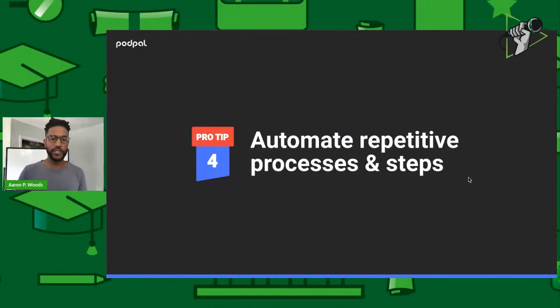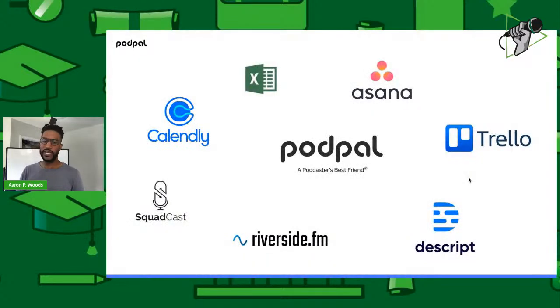Finally, the last pro tip I have for you guys today is to automate repetitive processes and steps. There's a ton of applications out there. Anyone who's been podcasting for a minute now knows that there's a billion of them, right? But right now, I'm really talking about those that would minimize manual repetitive tasks.